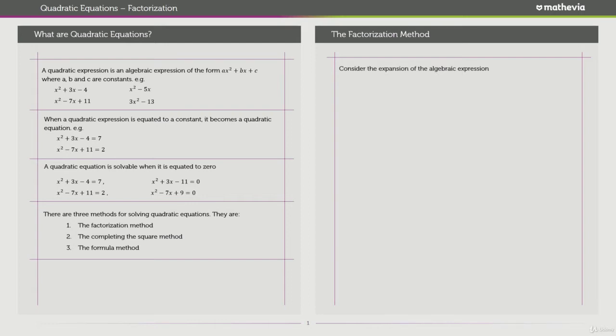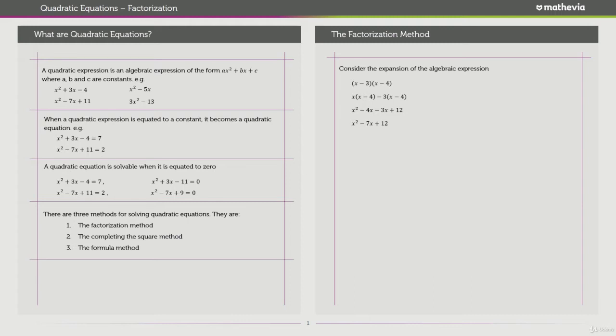Now consider the expansion of an algebraic expression. I'd like you to pay very close attention. We have x minus 3 multiplying x minus 4. To expand this, we say x multiplying x minus 4, and minus 3 multiplying x minus 4. When you expand that out, you end up with x squared minus 4x minus 3x plus 12, and we have x squared minus 7x plus 12. Have you noticed it? We have a quadratic expression at the end.